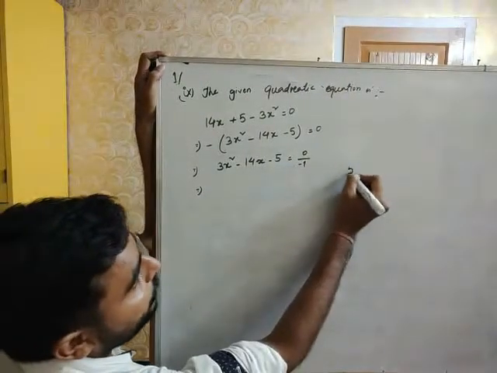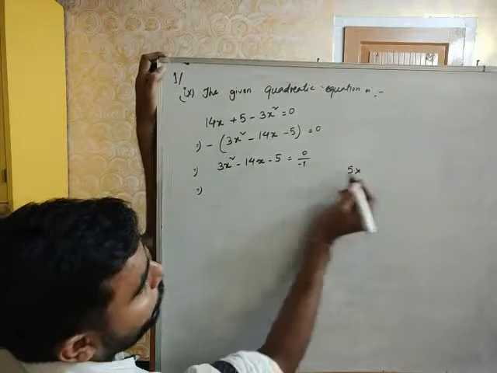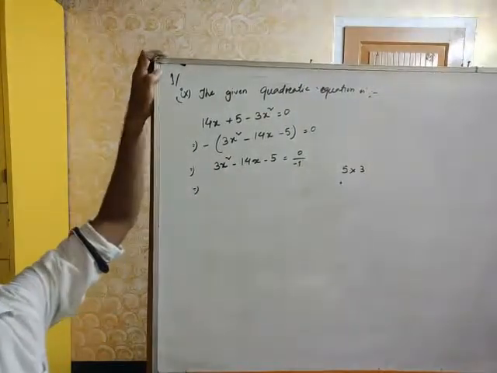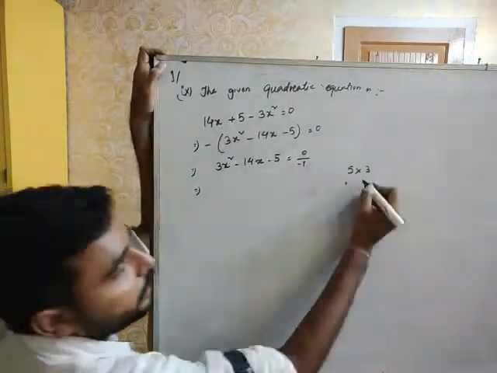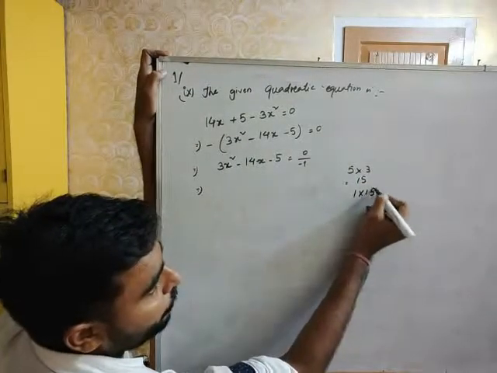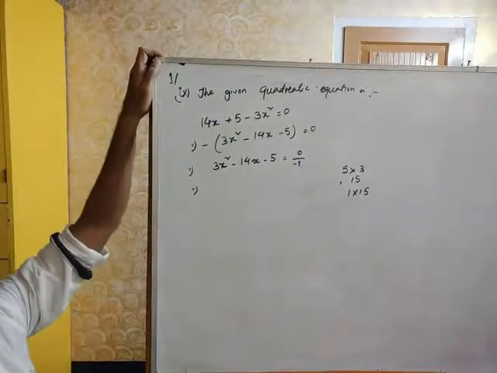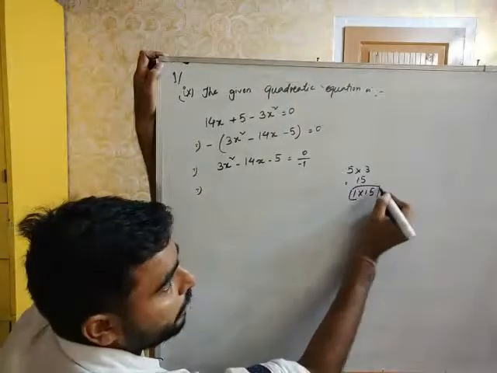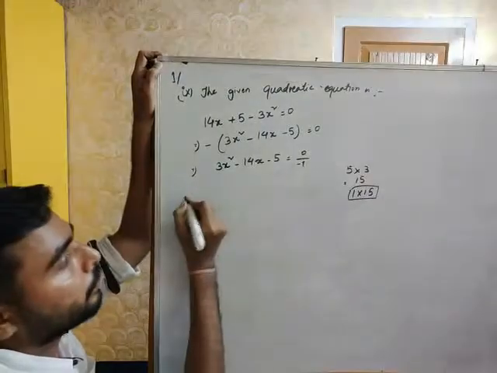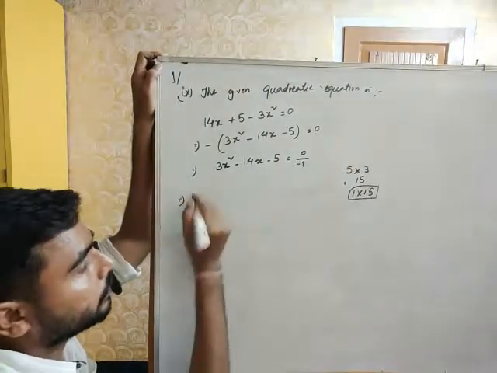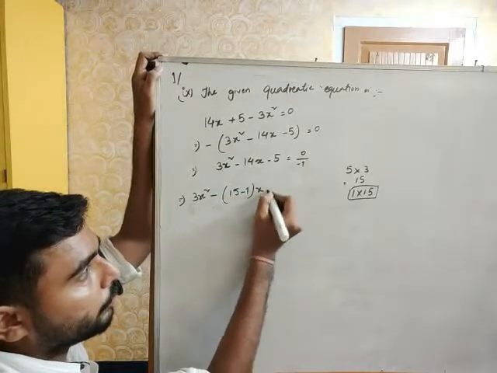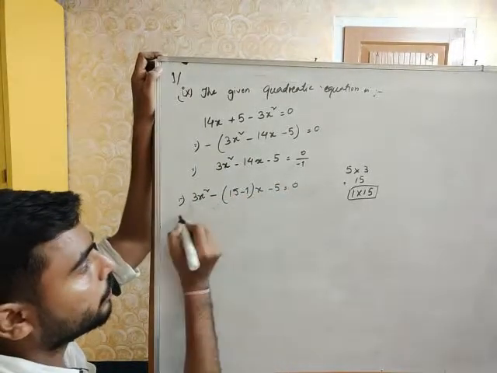So now the constant term is 5 and the coefficient of x square is 3. So 5 into 3 is 15. 15 has the factors 1 into 15. Now you have to subtract the factors of 15 to get what? 14. So 15 minus 1 will give 14. Which implies thrice x square minus 15 minus 1 into x minus 5 is equal to 0.